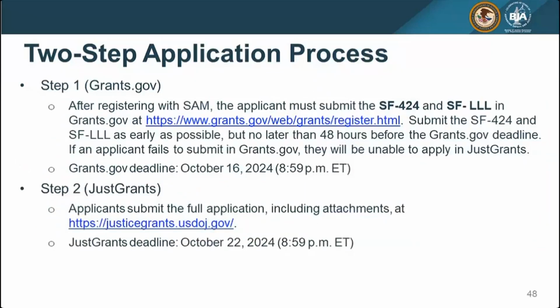Again, I mentioned this earlier, there's a two-step process. You have to go through Grants.gov and then through JustGrants in order to apply for the JAG funding. So make sure that if you apply in Grants.gov, you're not done. You still have to go back. You still have to continue the process through JustGrants. So make sure you finish the second step in JustGrants as well, and meet that deadline of October 22nd.